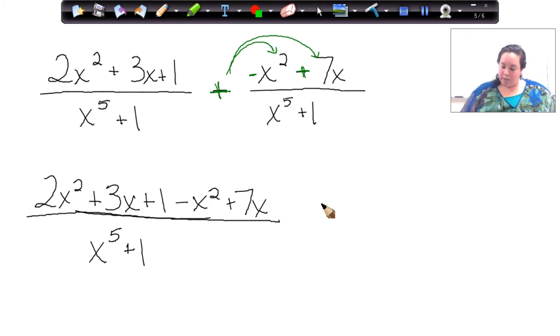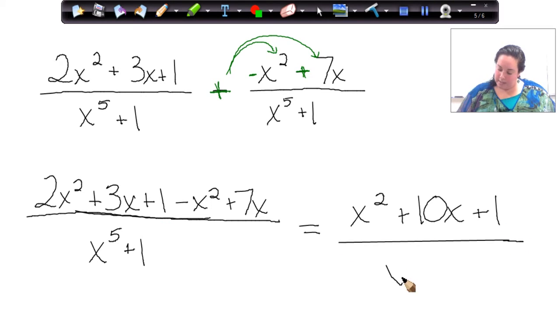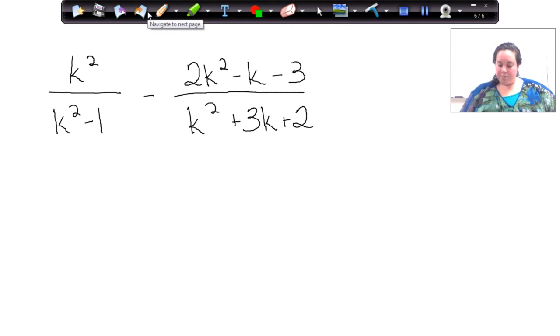Now let's look for our like terms and add them to finish it out. 2x squared minus x squared is x squared. 3x plus 7x is 10x, and plus 1. And the denominator stays the same. If you could factor and reduce, you would. In this case, there is no factoring or reducing that we can do. Let's look at the next one.